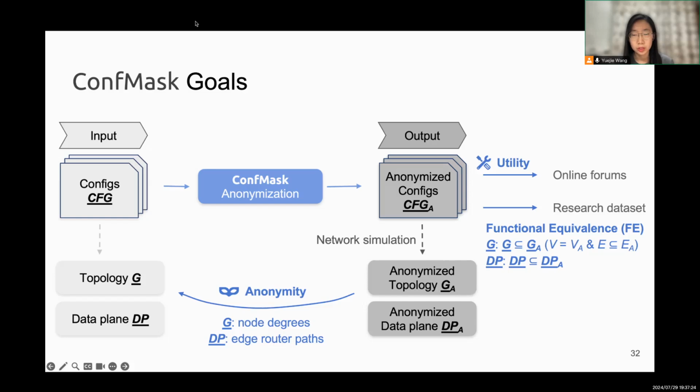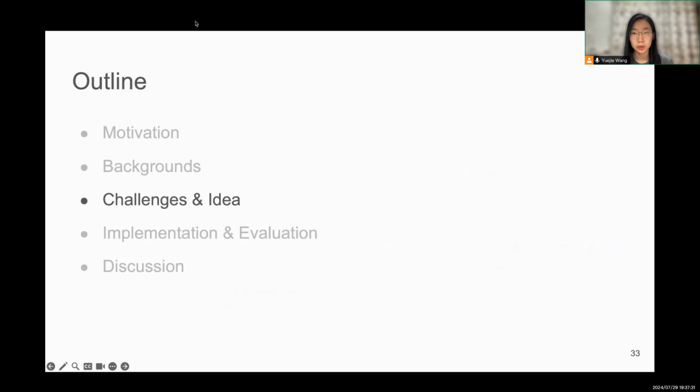For the formal definitions and theoretical proofs, I recommend referring to our full paper for details. Next, I will explain the challenges and our insights to solve them, and I will propose the key ideas of ConfMask.